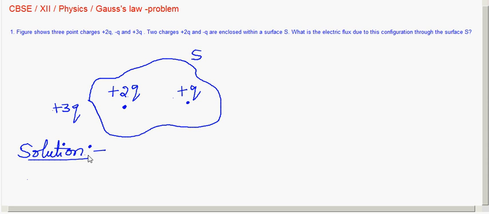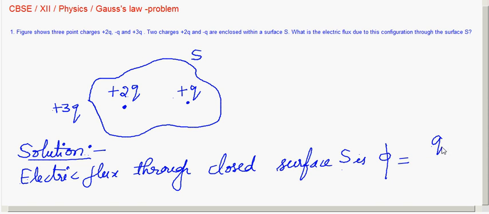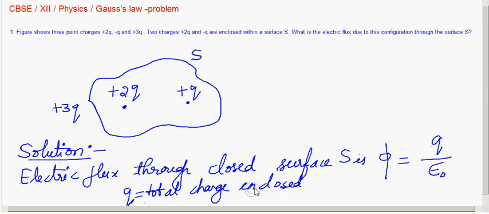According to Gauss law, electric flux through any closed surface S as phi is equal to q divided by epsilon naught, where q is the total charge enclosed in the surface.